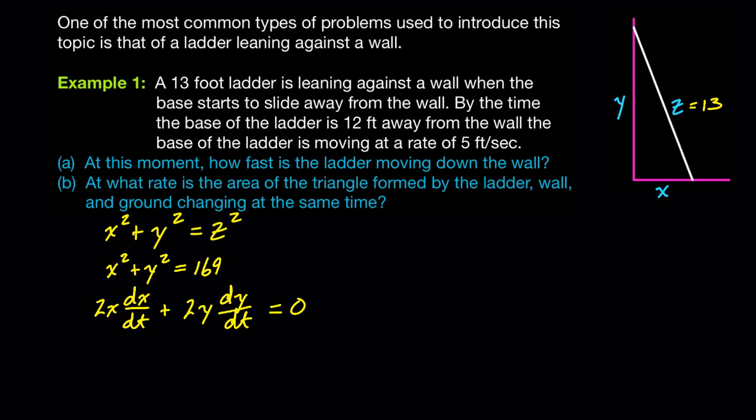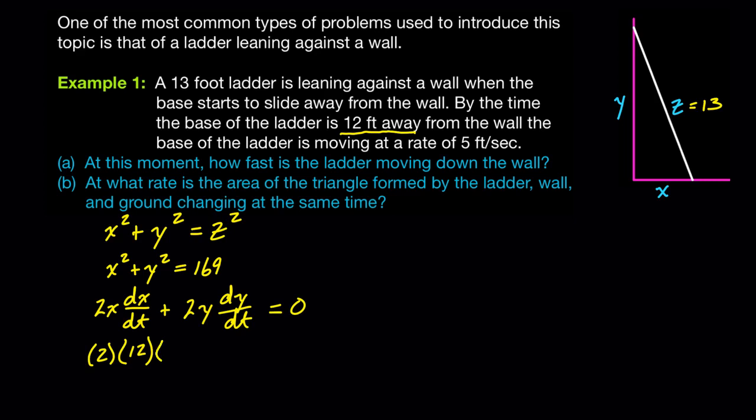Now we're going to substitute values that we know into our problem. Well, we know the x value from up here is when the ladder is 12 feet away from the wall, so the x value is 12. dx/dt is the rate at which the ladder is sliding away from the wall. That's how x is changing. And that is a 5 feet per second measurement.